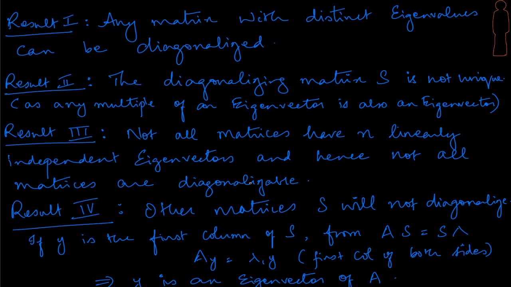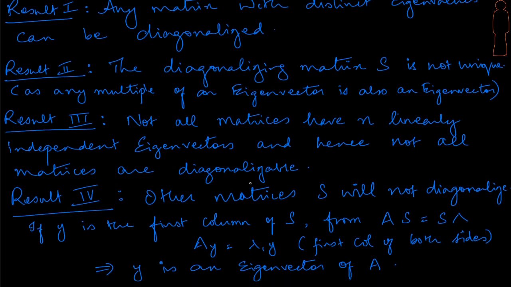So let us move to result 4. Are there any other matrices that can diagonalize a matrix A? In this case, we are looking at S, which comprises the eigenvectors of A. Instead of that, can I pick some other odd matrix which will also diagonalize A? The answer to that question is no. There are no other matrices that can actually diagonalize A. So how can we understand that fact? Let us look at this. A times S is equal to S times lambda.